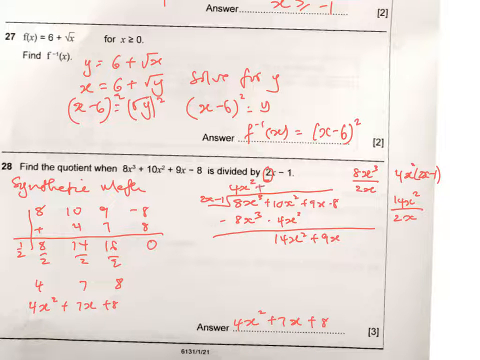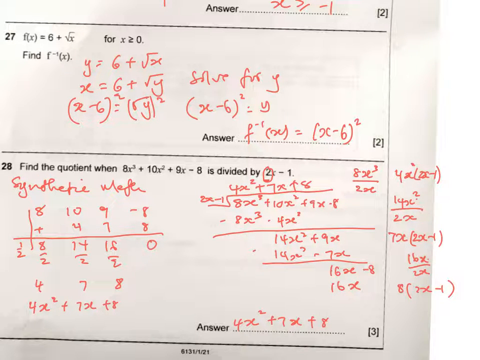Then I divide 14x squared by 2x. This goes in 7, and x cancels with one of these, so x is left. I multiply 7x with 2x minus 1. That gives me 14x squared, and 7x times negative 1 is minus 7x. Subtract, this gives me 0, and 9 minus negative 7 gives me 16x. Drop the last term. Then you divide 16x by 2x. 2 into 16 is 8, and x and x cancel, there is no x. Then you multiply 8 with 2x minus 1, which gives 16x minus 8. Subtract, this gives me 0, and this also gives me 0.